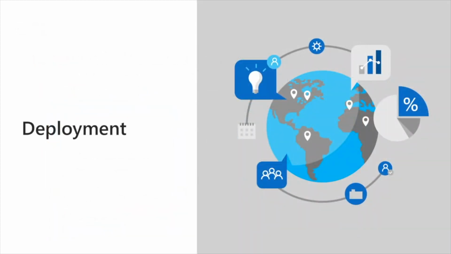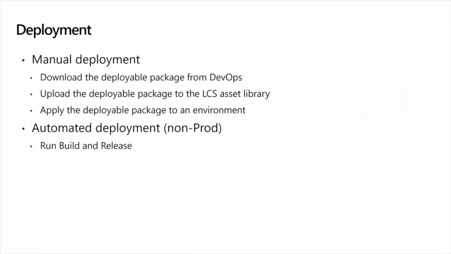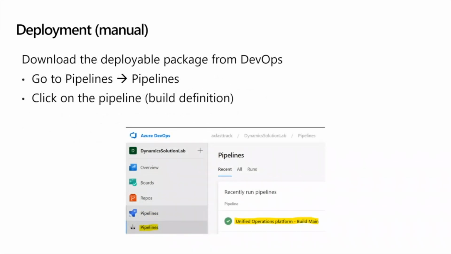All right, let's talk about some deployment items. The manual deployment is to download the deployable package from Azure DevOps, upload it to the LCS asset library, and then install it on an environment. And now we also have automated deployment for non-production with Azure pipelines. Let's go through the manual steps first. The UI changes a bit from time to time, but this is what it is currently anyway.